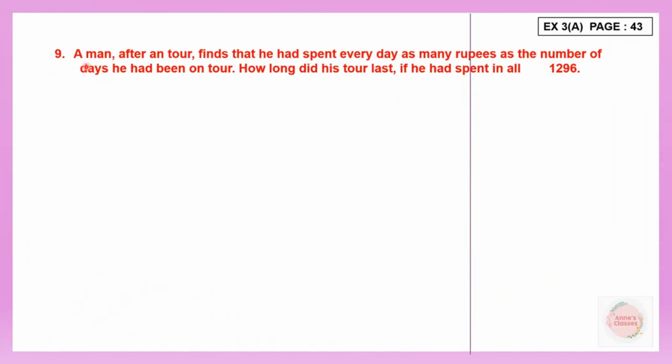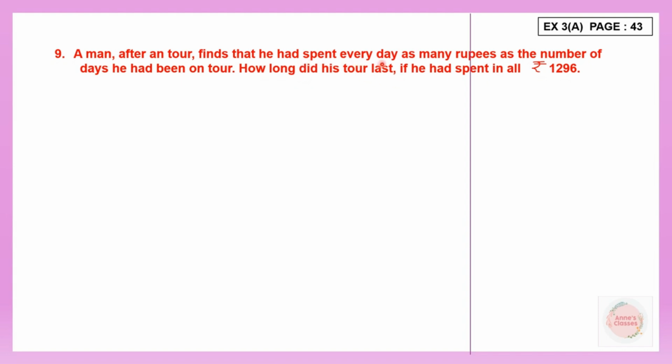Question 9. A man, after a tour, finds that he had spent every day as many rupees as the number of days he had been on tour. That means that if he went on a tour for 5 days, he spent 5 rupees each day. So if one day he spends 5 rupees, for 5 days it will be 5 into 5, which is the square. That means in all he spent so much. That means we have to find the square root of this. Then we will know how long his tour lasted. Okay, I hope you understood that.